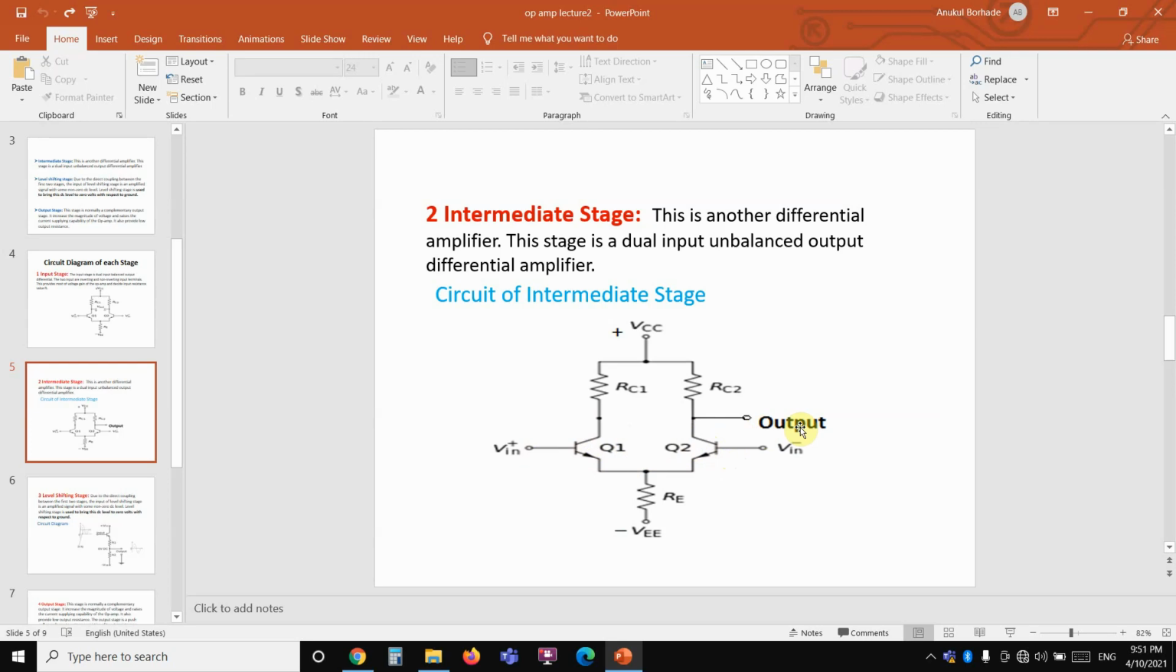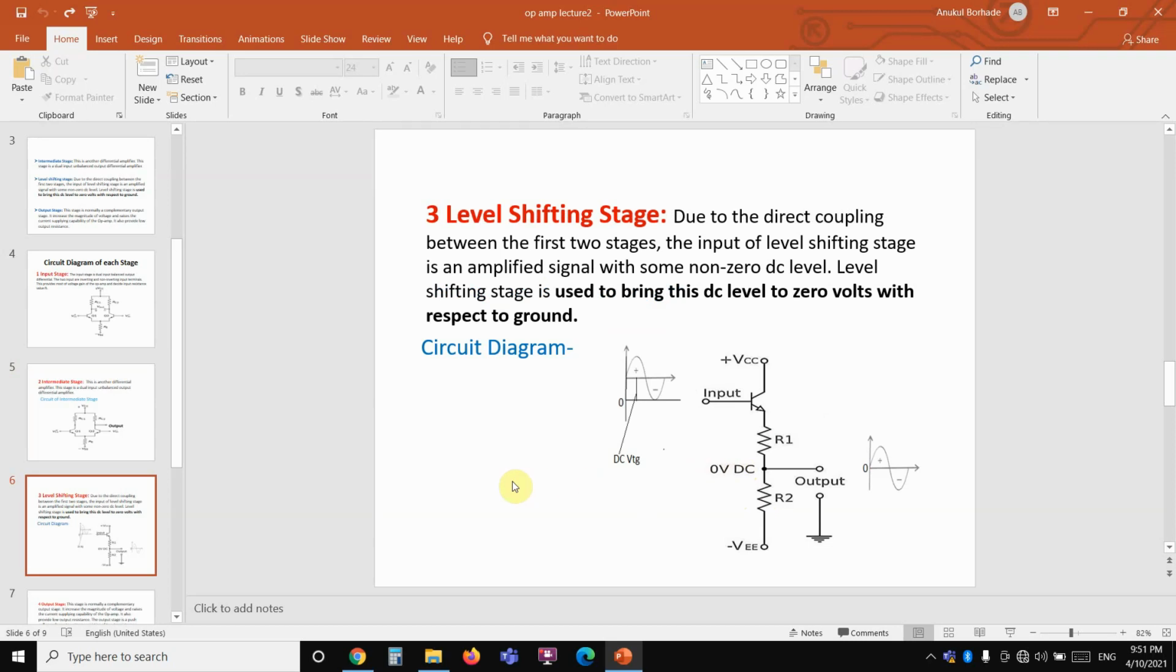Why is this stage known as the dual input differential amplifier? Because it amplifies the difference between two input signals. Okay, this is the circuit of the intermediate stage. Then the next stage is the level shifting stage.